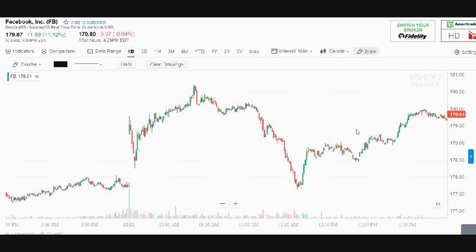First off, you can see the price of Facebook is right around $180 a share, and the move during the day goes from a little over 177.50 all the way up to 180.50, so that's about a $3 spread there. So let's look at this.